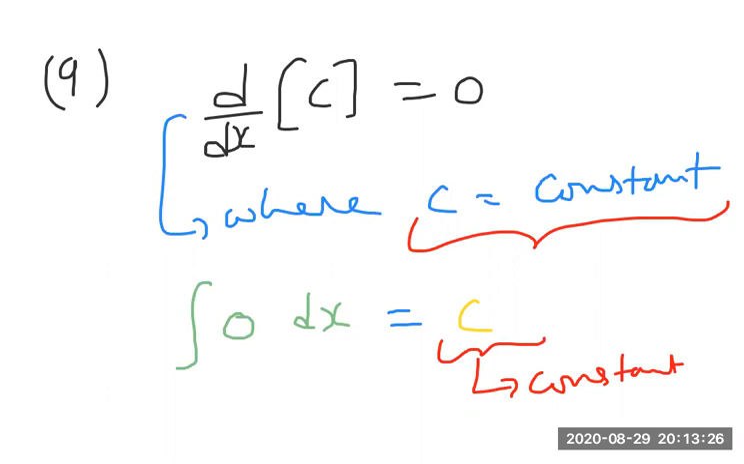Integral 0 dx is a constant. That constant I represent with c. You have to remember this one. Nothing to get tensed. Differentiation of constant is 0; integral of 0 is constant. Whatever we did here, we just reversed the differentiation and got the integration. I hope you are clear till here.